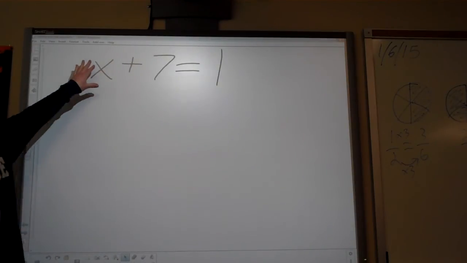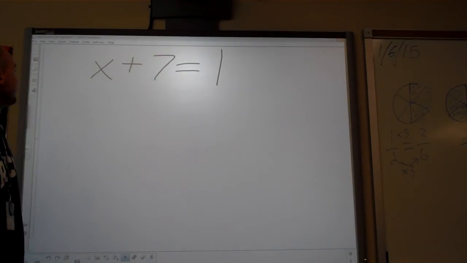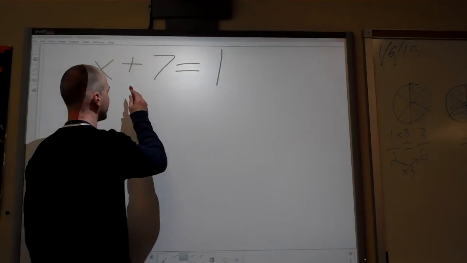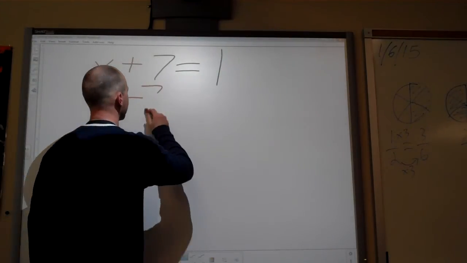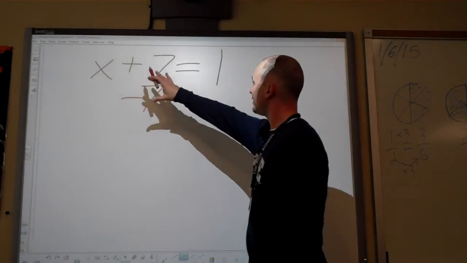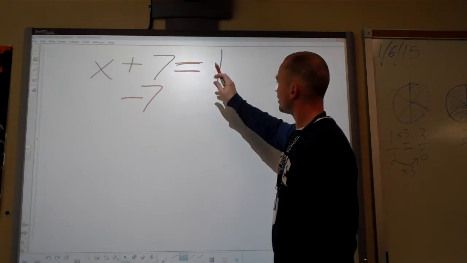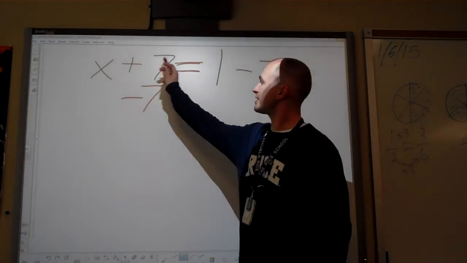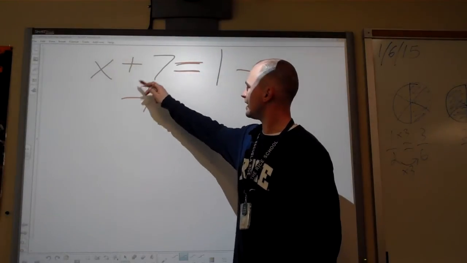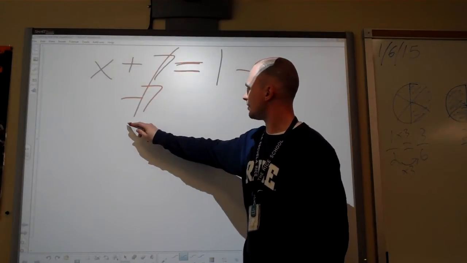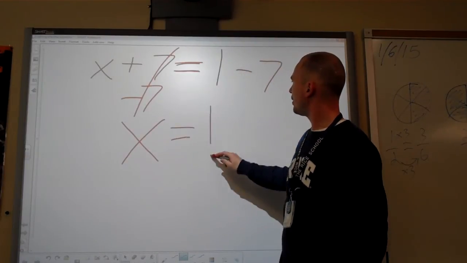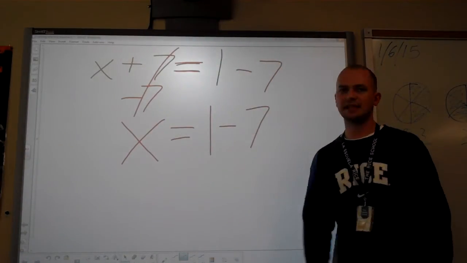Now, here we have x plus 7 equals 1. Well, we want to get rid of that plus 7, so in order to get rid of a plus 7, we subtract 7. But what we do to this side, in order to keep it equal, we must also do to this side. So x plus 7 minus 7, they cancel out. That's why we did that. So on this side, we just have x. And on this side, we have 1 minus 7.